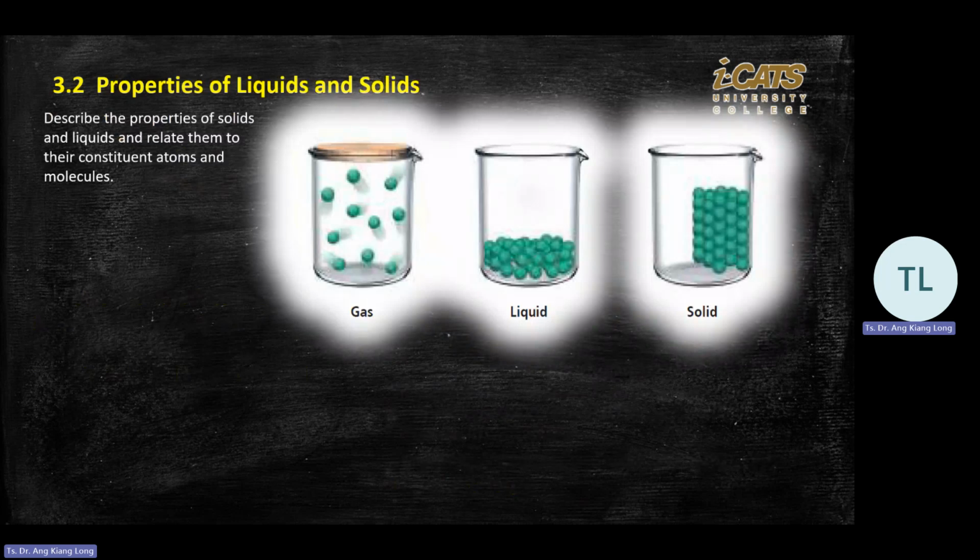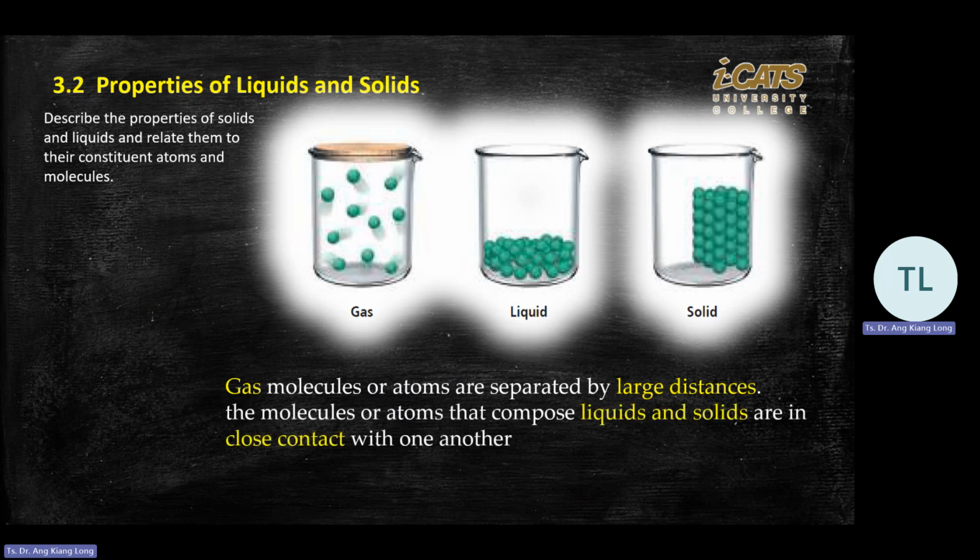Now we look at liquid and solid properties. This one you already did in chemistry 1. This is just a recap. So this is some illustration of gas, liquid, and solid. Basically, if we look at gases, the atoms are separate. The distance will be very large, all right? And liquids and solids are in close contact.